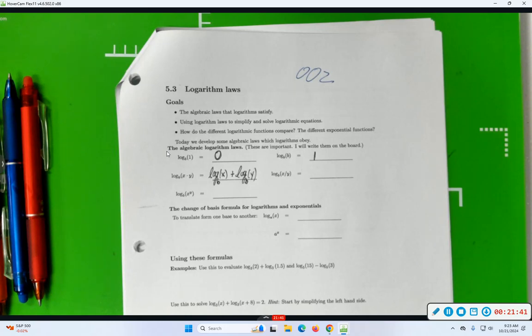Historically, it's been really important going the other way, because this gives you a way to do multiplication if you could do addition. How many people have ever used a slide rule? How many people have ever seen a slide rule? How many people have ever heard of a slide rule? Oh, okay.